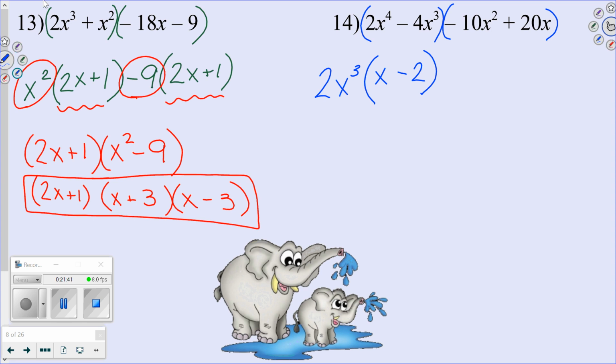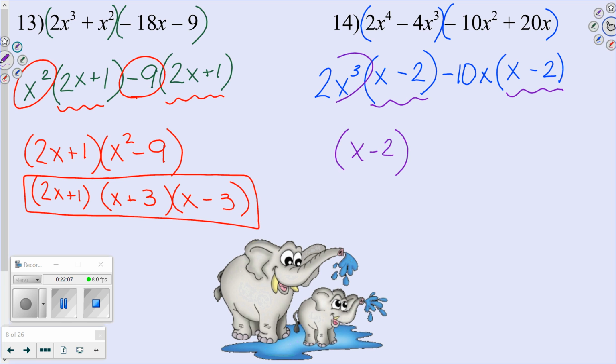Just 10x? Negative 10x? All right, taking out a negative 10x flips that to x minus 2. Careful of your signs. Do you have a common factor? Yes. See my common factor? I'm going to pull out the common factor of x minus 2. What's left over when I pull that out? 2x cubed minus 10x. So that is the actual factor by grouping part.